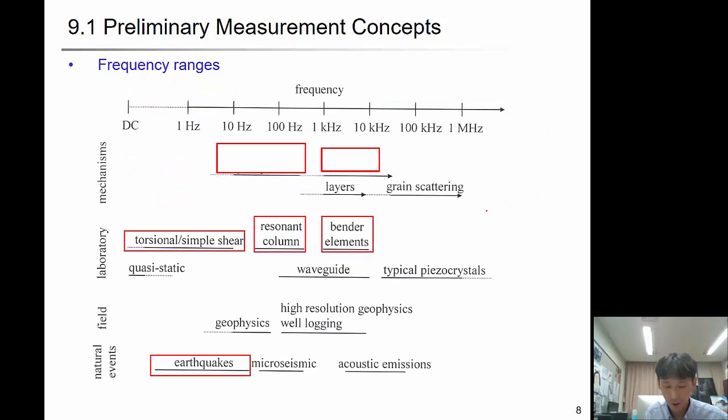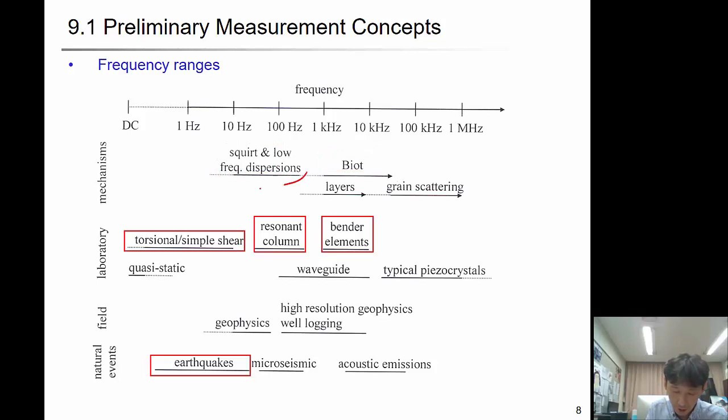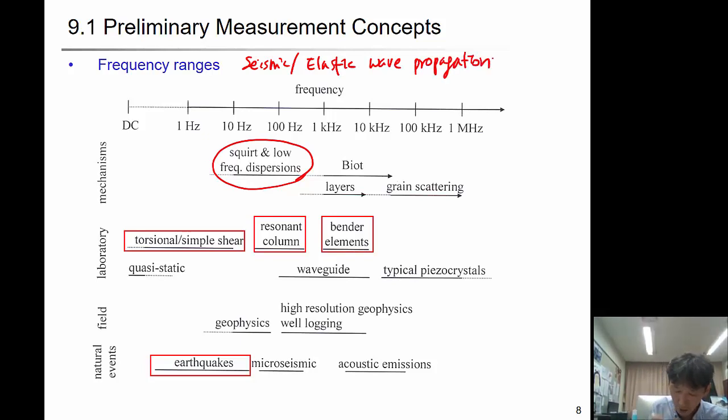Let's look at the frequency range of our measurement. In low frequency, the seismic or the elastic wave propagation. When the frequency is low, the squirt flow and the low frequency dispersion mechanism is prevailing. And as you go towards high frequency, the Biot mechanism prevails.